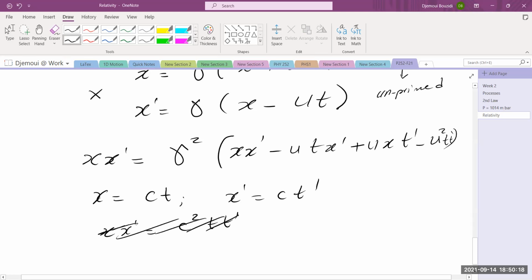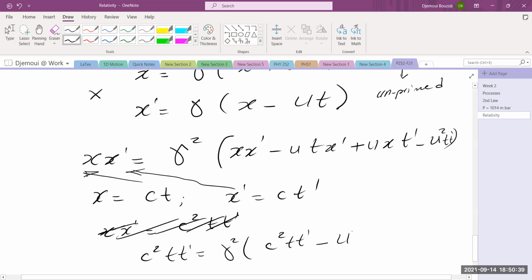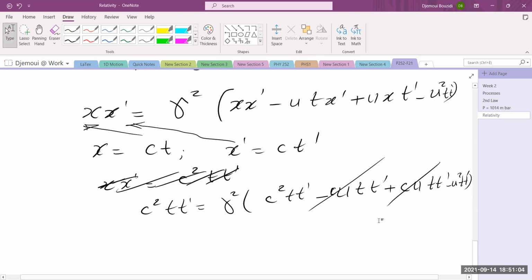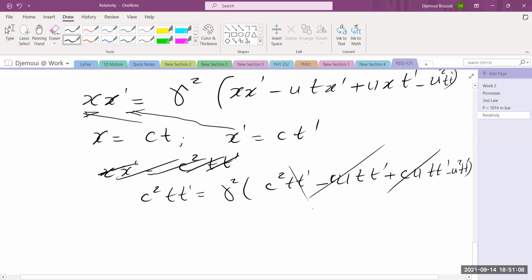So I'm going to substitute X by CT, and X prime by CT prime everywhere in this expression. What I find is that C squared times TT prime is equal to gamma squared times the following: C squared TT prime minus U times T times X prime. Well, X prime is CT prime, so there is a CU TT prime. Plus U times X, and X is CT, so it's CU TT prime, minus U squared TT prime, and that's it. Well, these two terms cancel because one of them is positive and the other is negative, and the TT prime is everywhere the same on both sides.